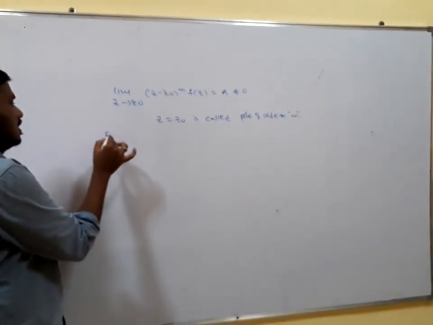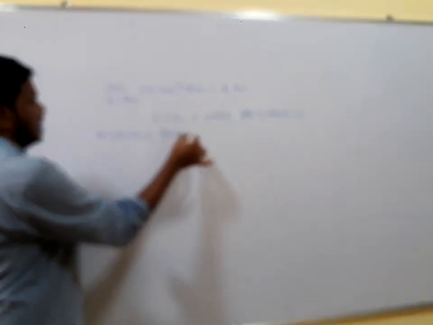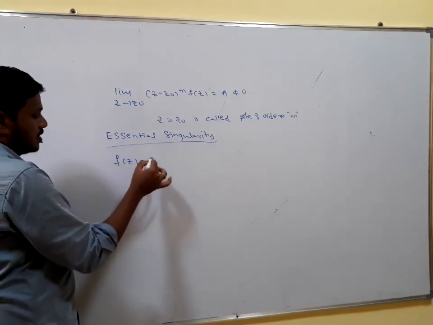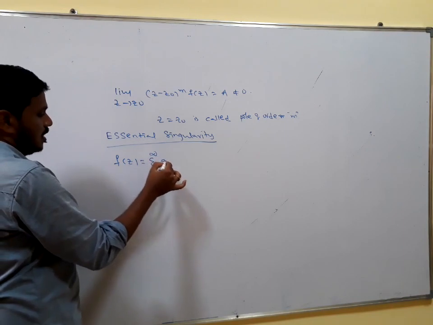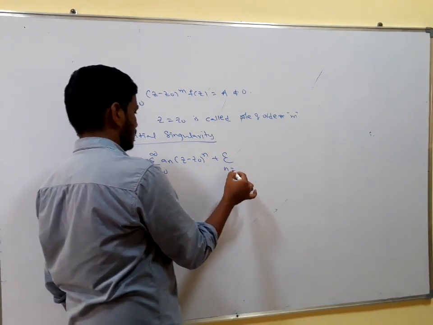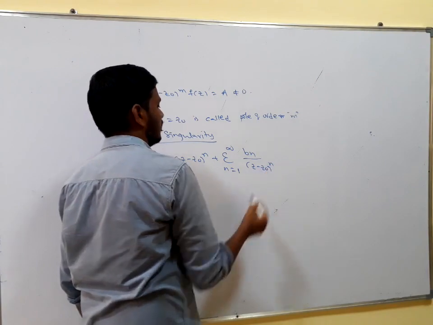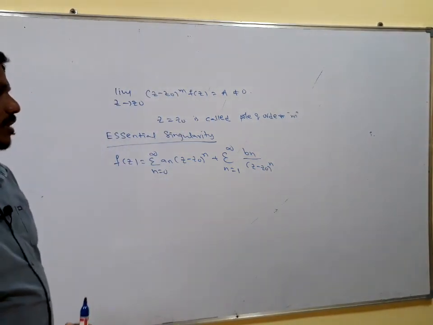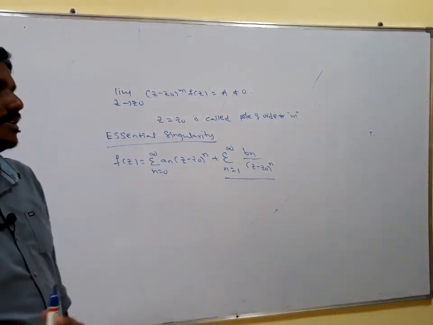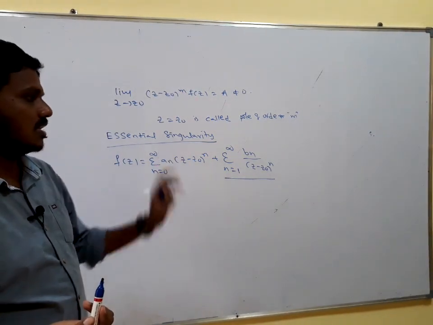Next definition, it is essential singularity. The next type of singularity is essential singularity. If we have f of z is equal to summation n is equal to 0 to infinity a n (z minus z naught) whole to the power of n plus summation n is equal to 1 to infinity b n divided by (z minus z naught) whole to the power of n, right? In the previous case, no terms are existing in the principal part of the Laurent series expansion of f of z, so we say that the singularity can be removed, so it is a removable singularity.